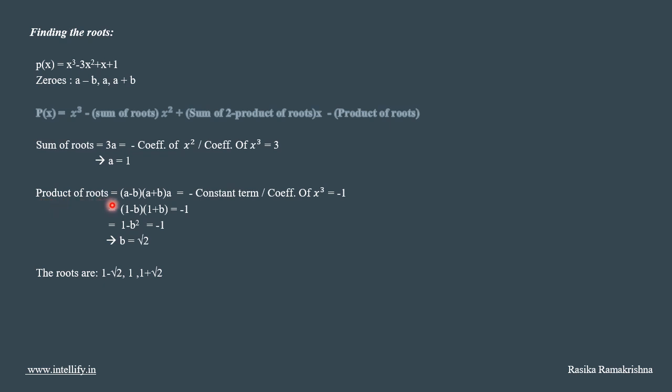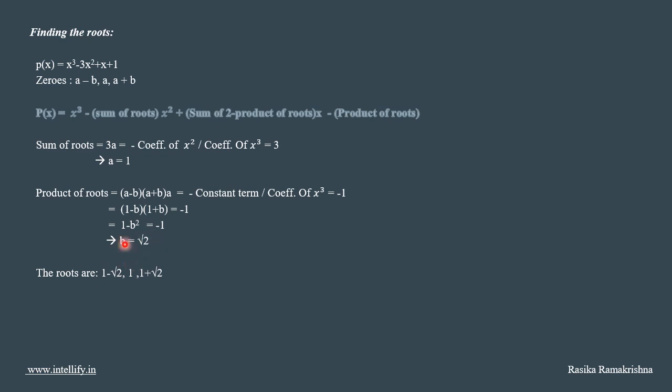The product of the roots is going to be a minus b times a plus b times a, which is nothing but minus of the constant term divided by the coefficient of x cube, or minus d by a if you would like to call it that. So minus d by a is going to be nothing but minus 1. We can substitute the value for a in here. So you'll have 1 minus b times 1 plus b equal to minus 1. 1 minus b square is equal to minus 1, which implies b square is equal to 2. Therefore b equals root 2. Therefore the roots are 1 minus root 2, 1 and 1 plus root 2.